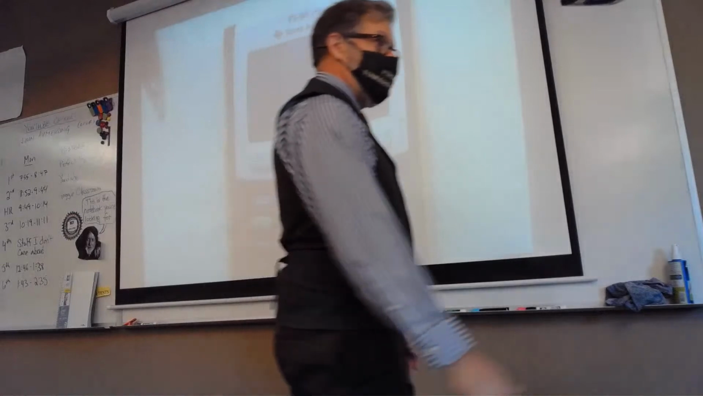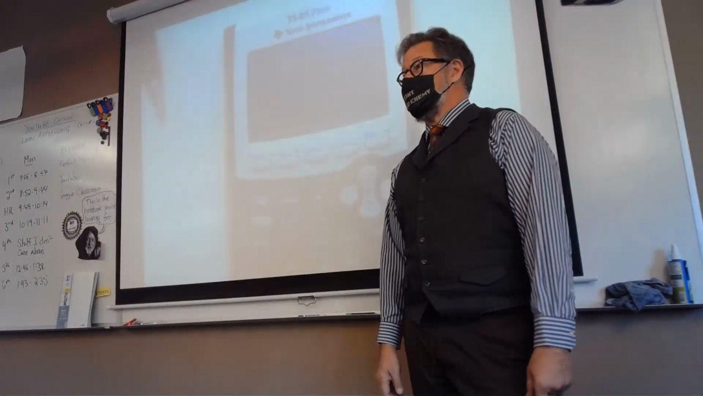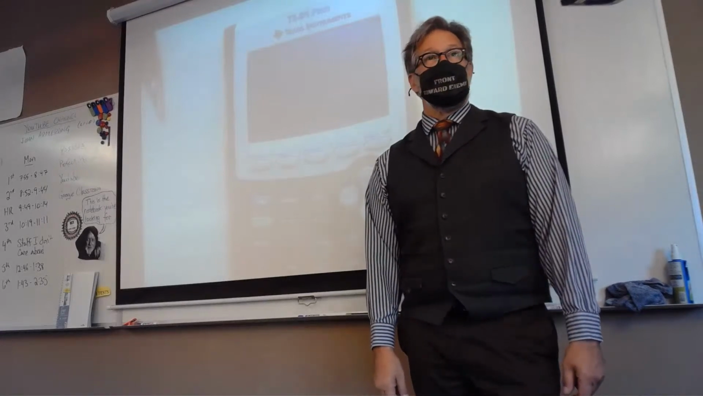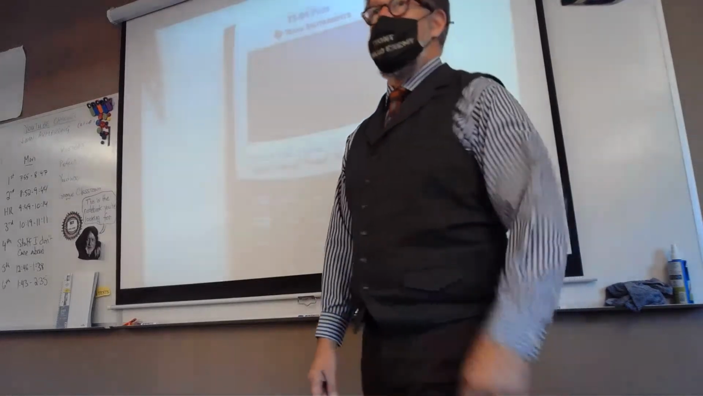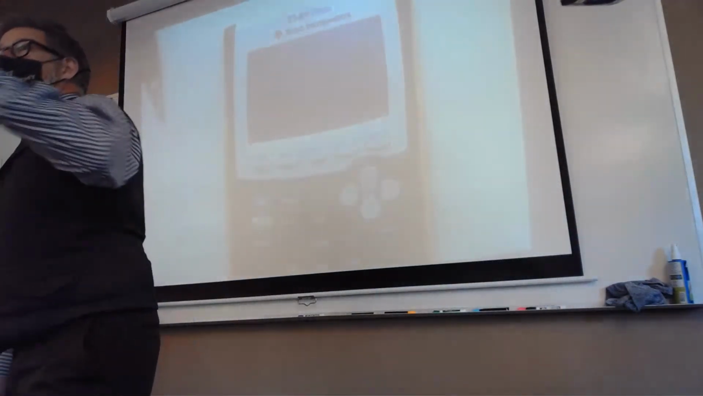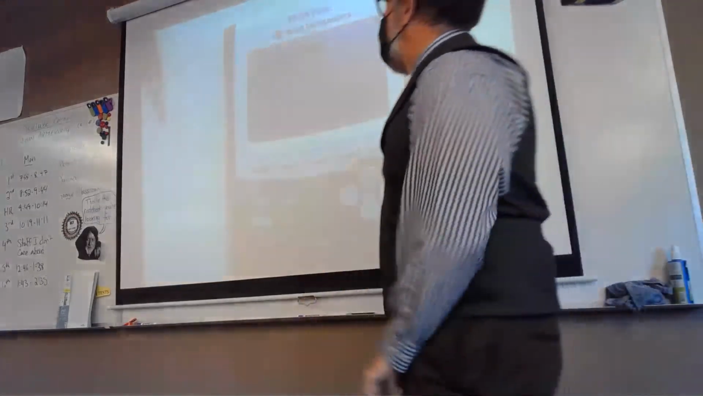I want everyone to find the stat plot button. Hint, it's not a button, it's written above a button. What color is the writing? Blue. How do you get the things that are blue? You push the second key, which is also blue by an amazing coincidence. Everybody push second stat plot.